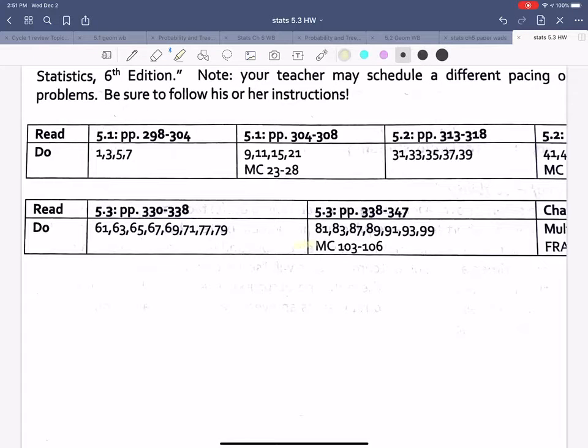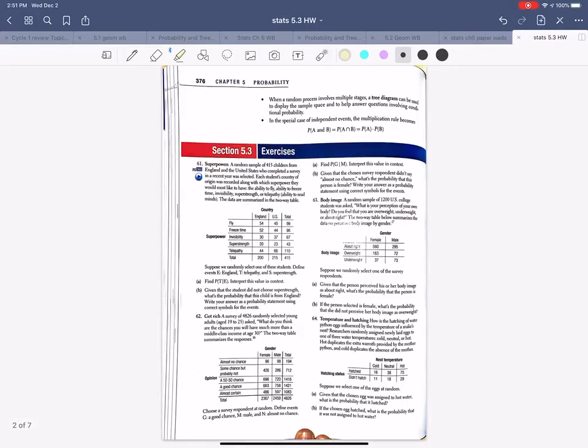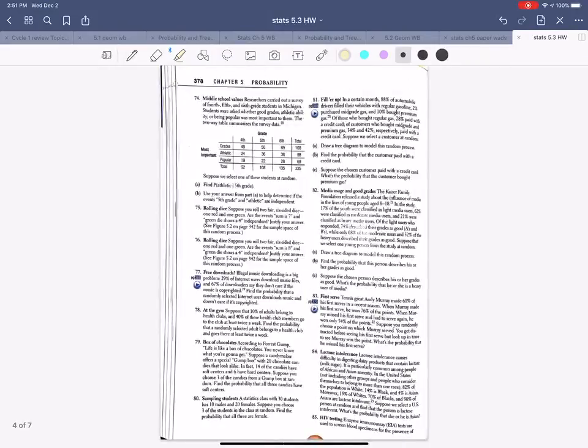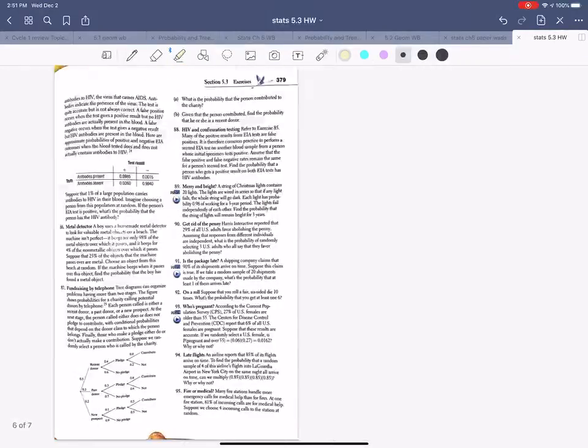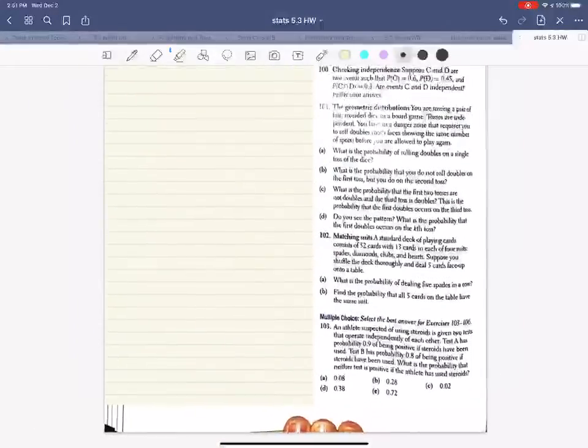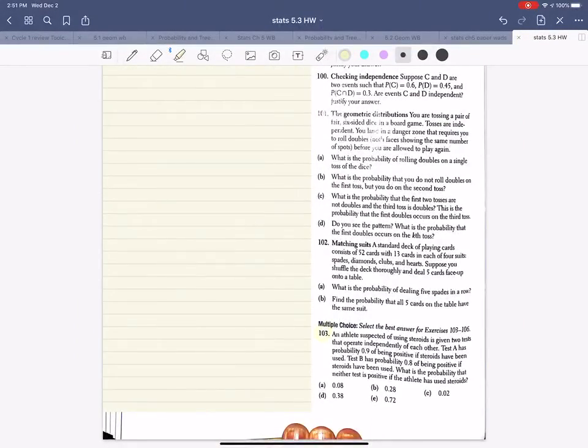Hey guys, we're doing multiple choice 103 to 106. All right. So, question number 103. You already have the answer. Let's see, where is it? You already have the answer C. So let's see why though.